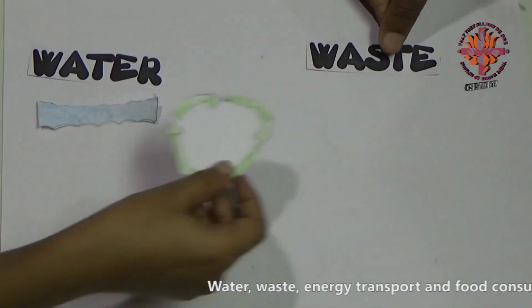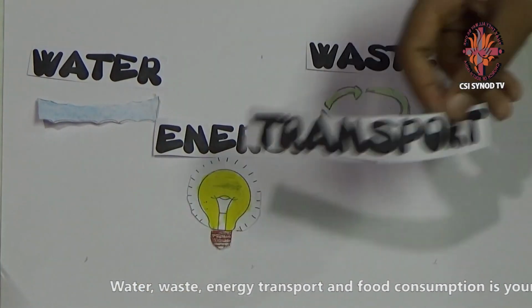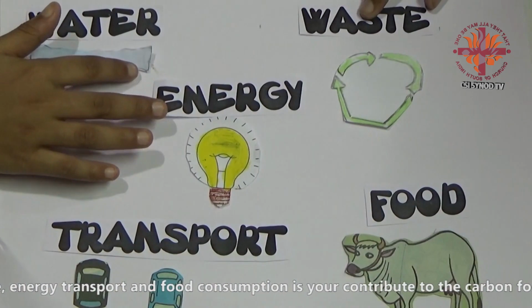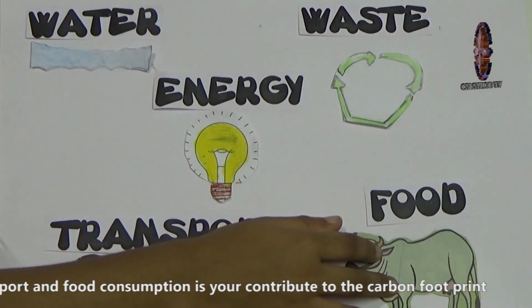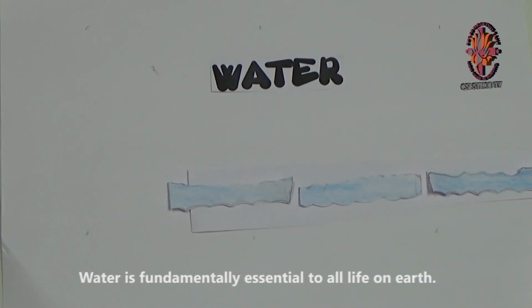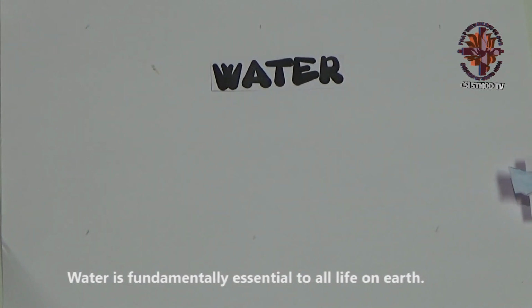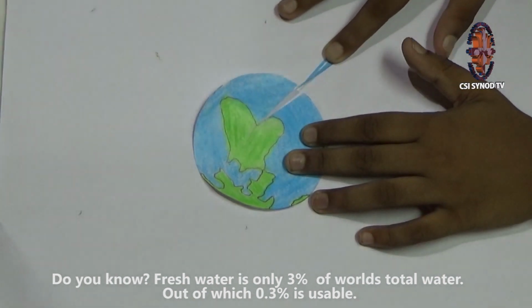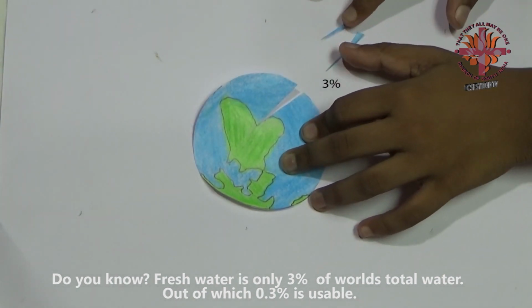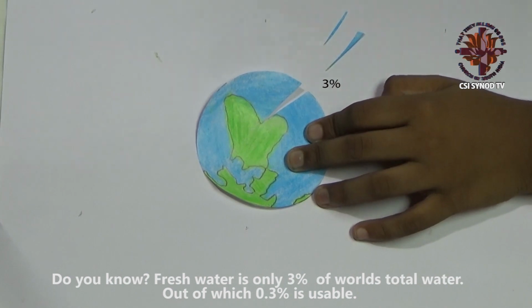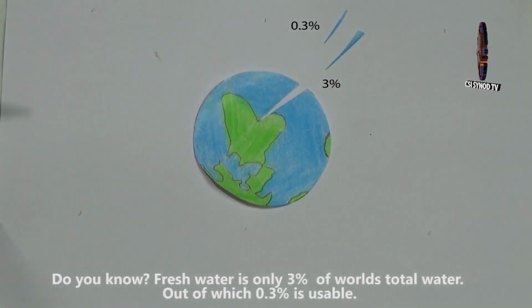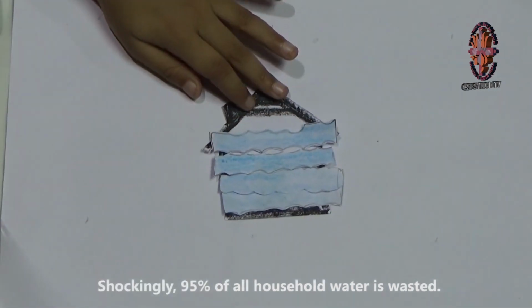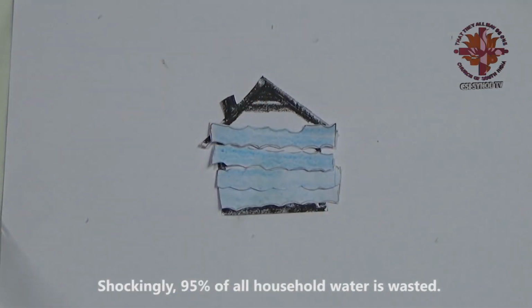Water, waste, energy, transport, and food consumption are your contributions to the carbon footprint. Water is fundamentally essential to all life on Earth. Do you know? Fresh water is only 3% of the world's total water, out of which 0.3% is usable. Shockingly, 95% of our household water is wasted.